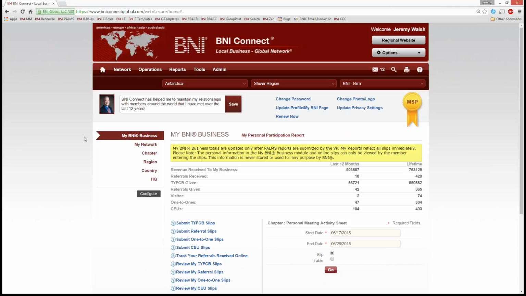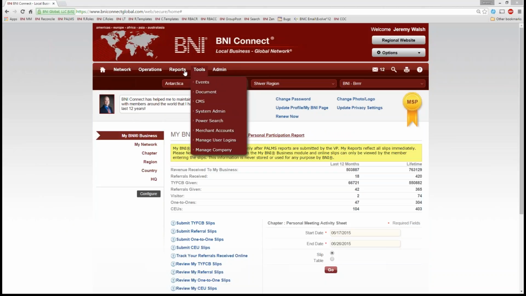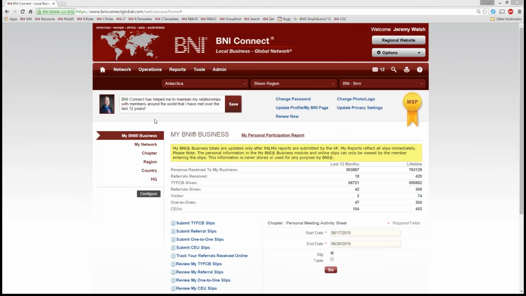All right, any other questions on this? Otherwise, let's dig in a little bit. So to get to some of the other functions, we do have to go past the home screen. All of the other stuff in BNI Connect is buried under these menus up top. We have network, operations, reports, tools, and admin. Depending on your access level, you may see certain things or you may not see certain things.